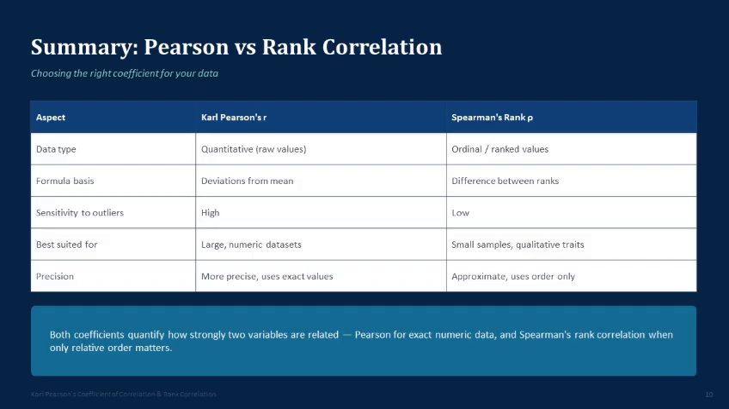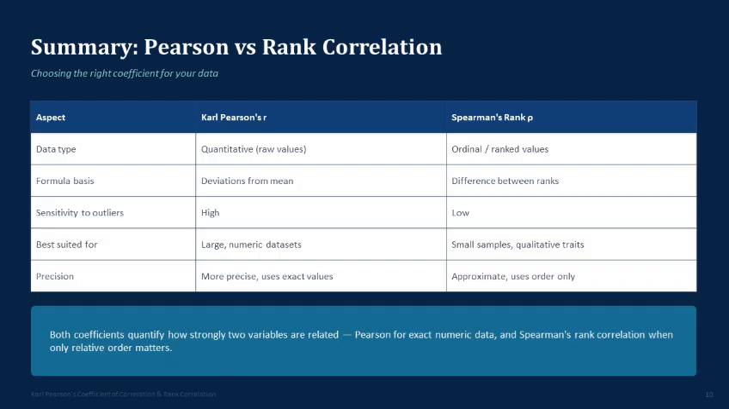As a summary, we can say that the data type of Karl Pearson's r is quantitative, whereas Spearman's rank is ordinal or ranked values. The formula for Karl Pearson's is taken from the deviations from mean, whereas Spearman's rank correlation is taken from the difference between ranks. Karl Pearson's r is highly sensitive to outliers, whereas it is low in Spearman's rank correlation. Karl Pearson's r is best suited for large and numerical data sets, whereas Spearman's rank correlation is best suited for small samples and qualitative traits.